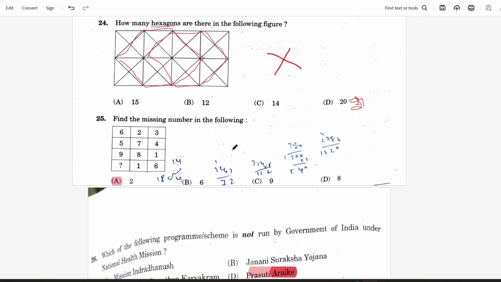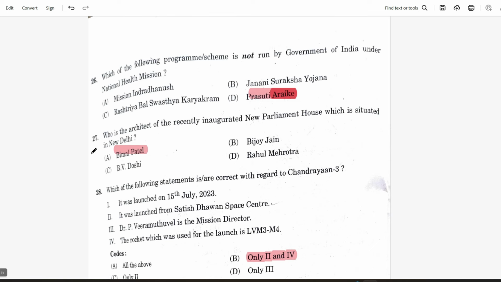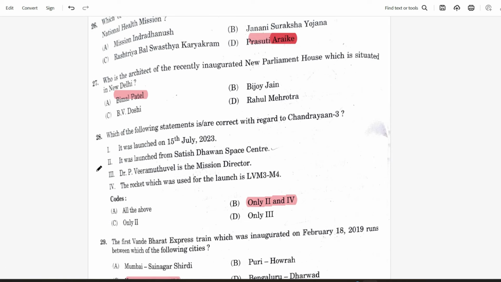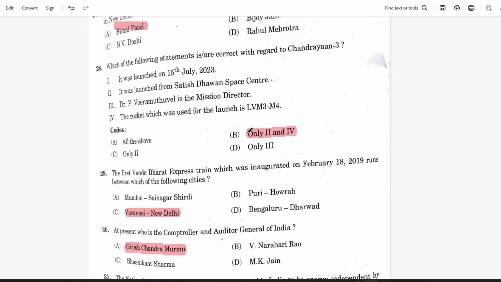So this is find the missing number. This is option A, 2. And then there are some general questions like, which of the following programs is not run by Government of Karnataka? National Health Mission? So option D. And for 27, option A. For 26, option B. Like I said, there might be questions on Chandrayaan 3 or recent events. There is a question of Chandrayaan 3. Option B is the right answer.